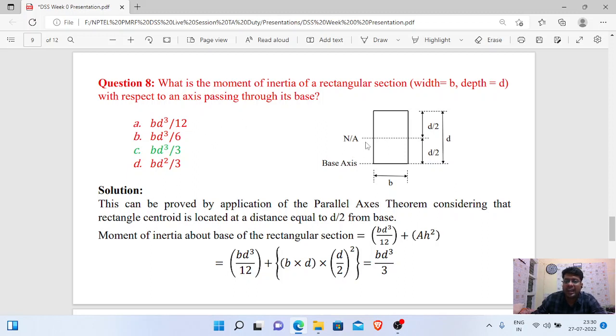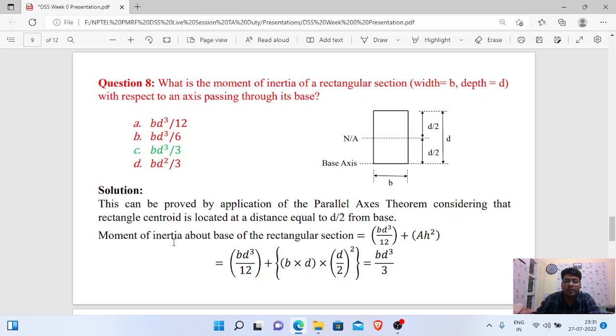So this time they are not asking what is the moment of inertia about this neutral axis. We already know that the moment of inertia of this rectangular section when the axis is passing through the neutral axis is bd cube upon 12. But this time they are asking about the base axis. We have to find out the moment of inertia about this base axis. So this can be proved by application of the parallel axis theorem, considering that the rectangle centroid is located at a distance equal to d by 2 from the base. This centroid, neutral axis passing through the centroid, is at d by 2 from the base.